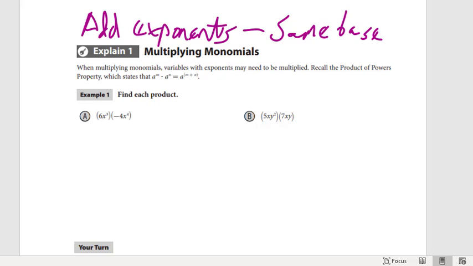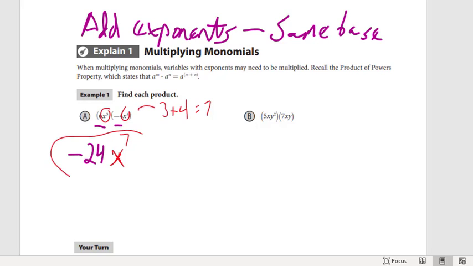All right, so example 1. Remember, we're going to treat our front numbers like we normally would. Multiplying 6 times -4 makes -24. Now when we look at this x to the third and this x to the fourth, they're the same base. They both have x. So we add exponents. 3 plus 4 is 7. So it's -24x to the 7th power. Okay, when we multiply using exponents, we can add the exponents together.